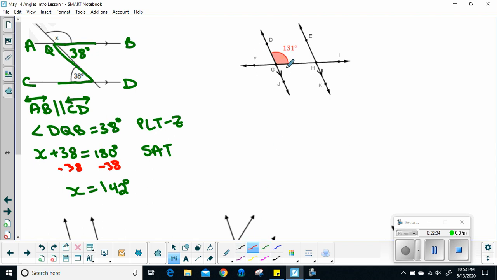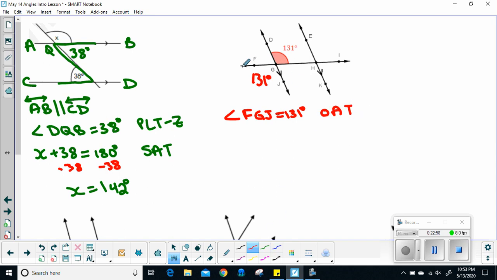Let's take a look at this one over here. So remember I said once you know one angle, you know everybody else. So opposite angles says that this one over here is 131. So angle, I've got lots of letters on this picture, FGJ equals 131 degrees. So they are opposite angles.